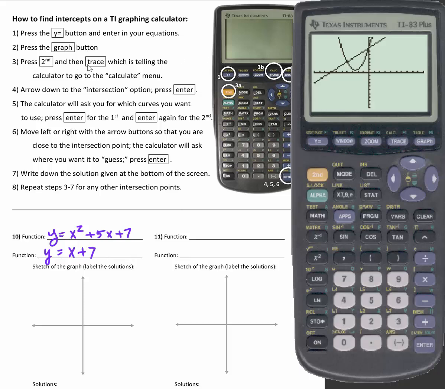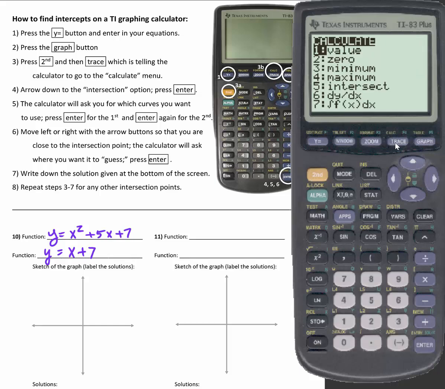You're going to press second and then trace. The little yellow word, anything that's yellow, you have to press the second button. The little yellow word up here is calc. We're going to calculate where they intersect. So go ahead and press second and trace. And these are all the different things we can calculate.